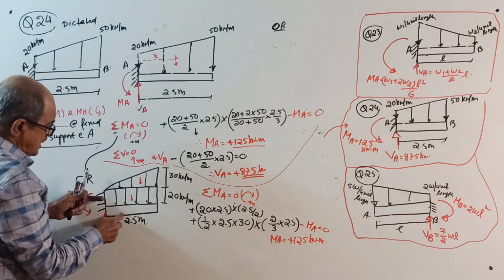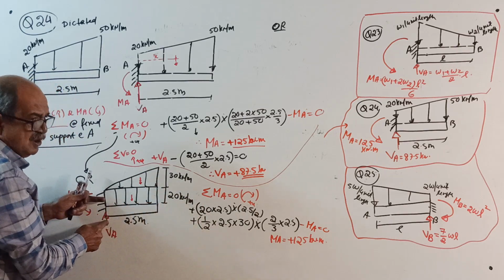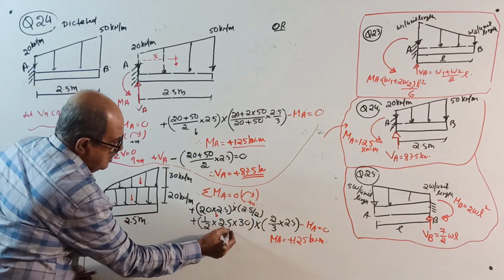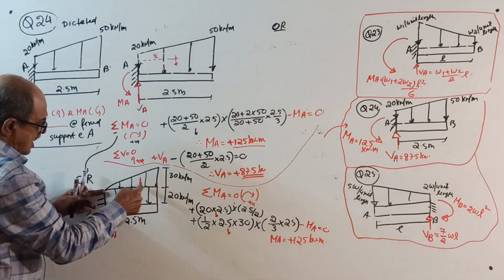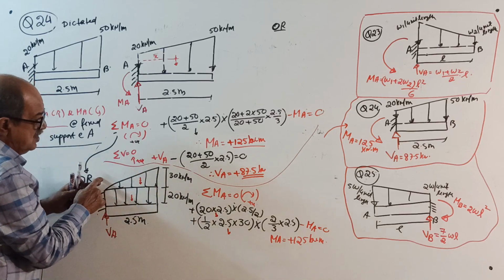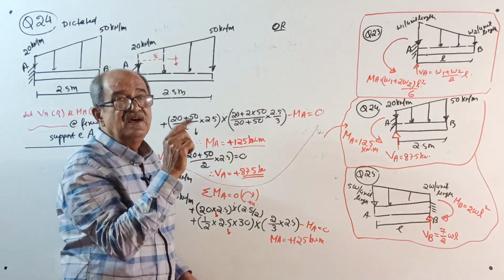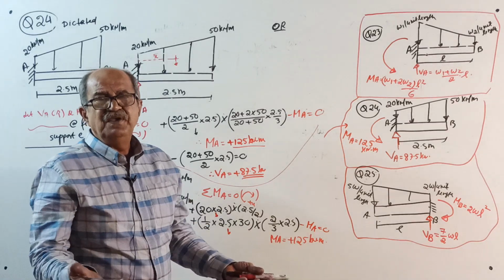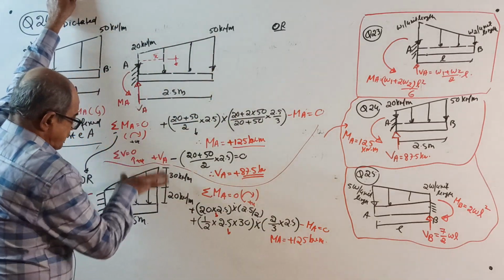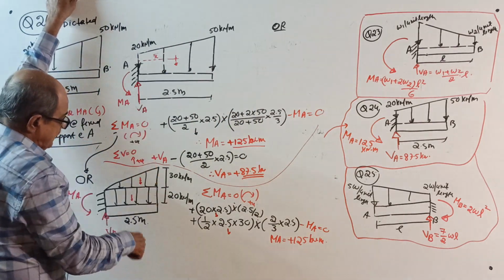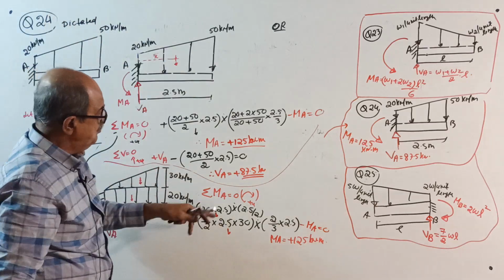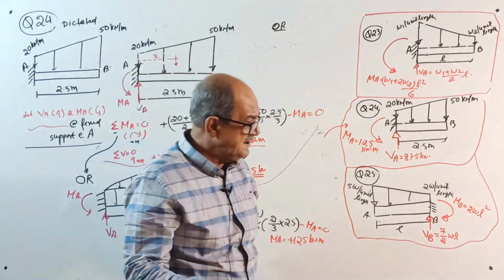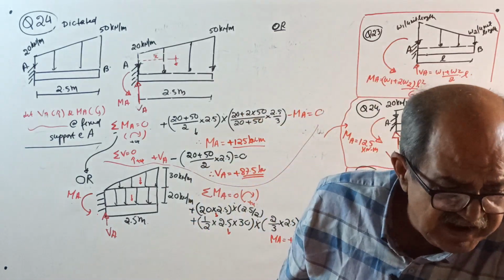Now, when you take moment about A, it is the 20 kN per meter for 2.5 meter UDL into 2.5 by 2, load into distance, and half into 2.5 into 30 is the load into, now it is 2/3. See, last time it was 1/3; now it is 2/3 of 2.5. MA will come 125. Sigma V equals 0: plus VA minus 20 into 2.5 minus half into 2.5 into 30 equals 0. VA will come 87.5. Enter the reaction. Some interesting discussion will be there a little later.